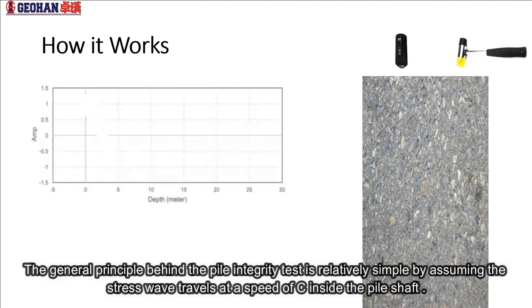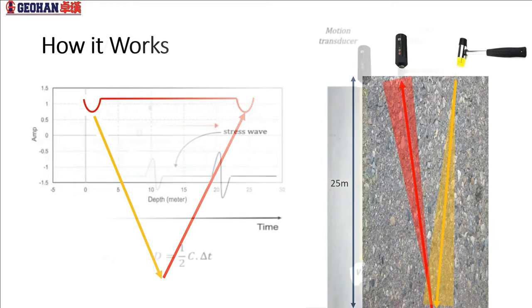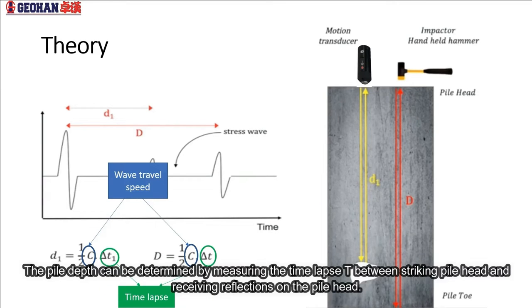The general principle behind the pile integrity test is relatively simple, by assuming the stress wave travels at the speed of C inside the pile shaft. The pile depth can be determined by measuring the time lapse T between striking the pile head and receiving the reflection on the pile head.